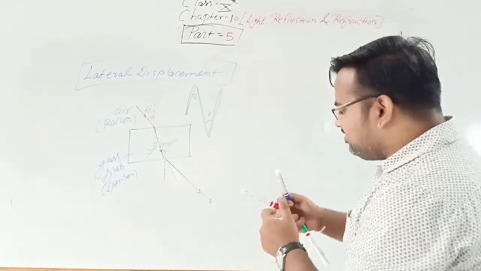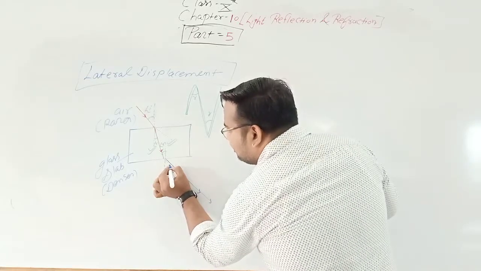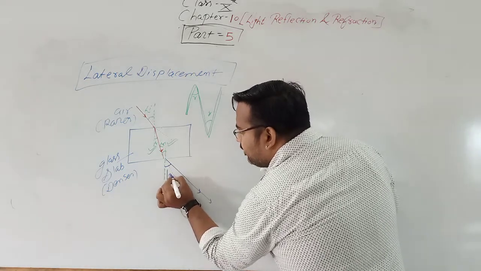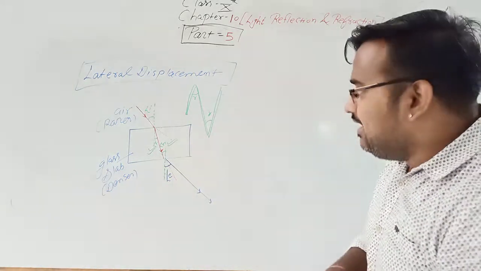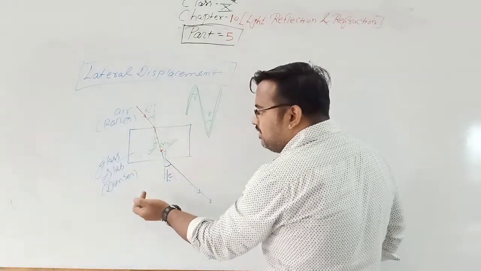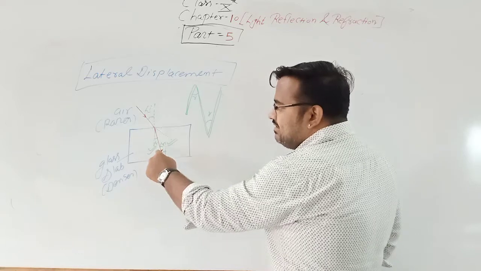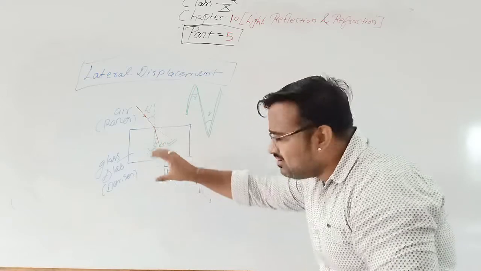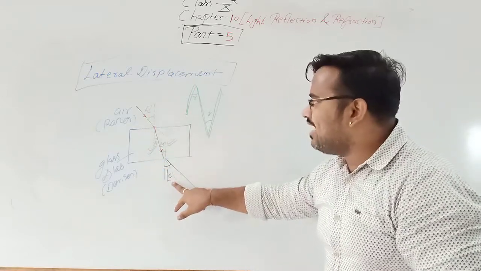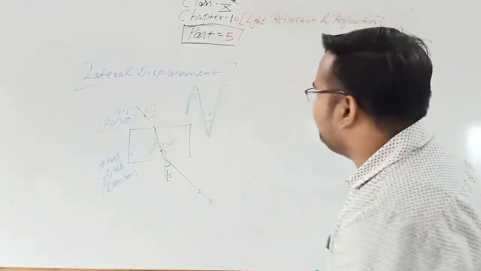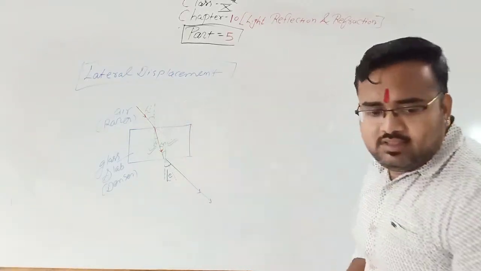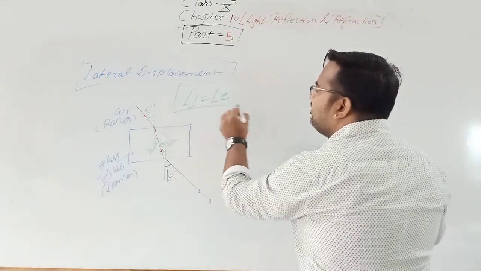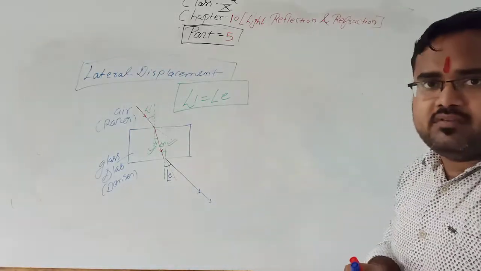Now, my question is, what is this angle known as? This angle is known as the angle of emergence. When light rays travel from glass to air, this is the ray which is emerging from the glass, coming outside the glass. Therefore, this angle is known as the angle of emergence. So here I can write the conclusion: angle of incidence is equal to angle of emergence.